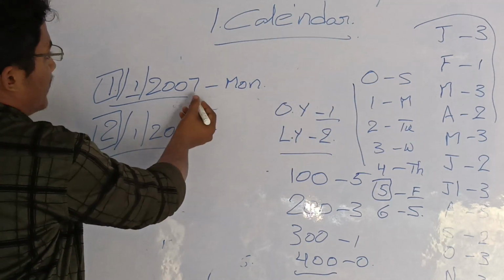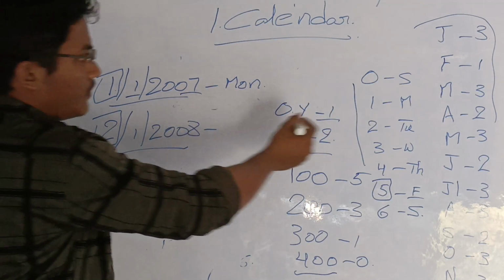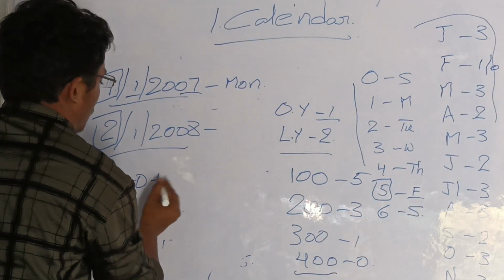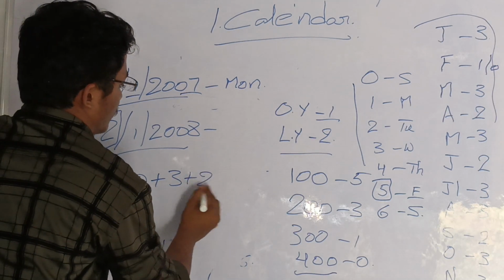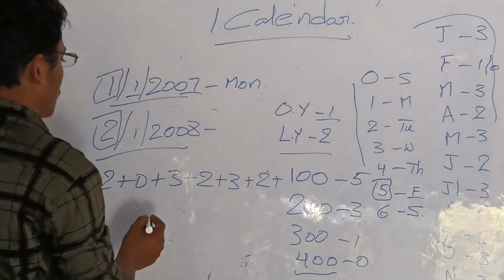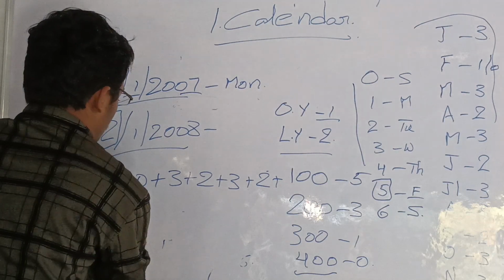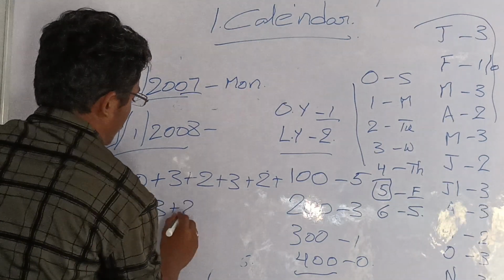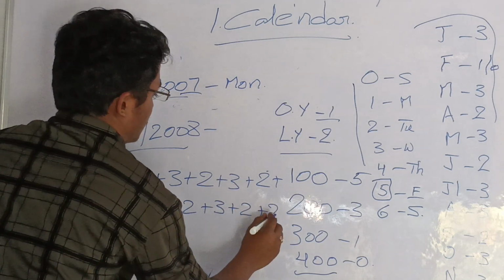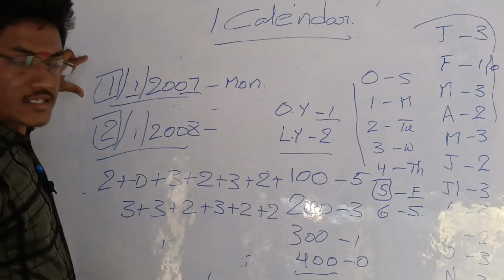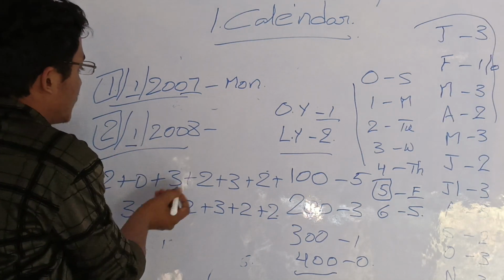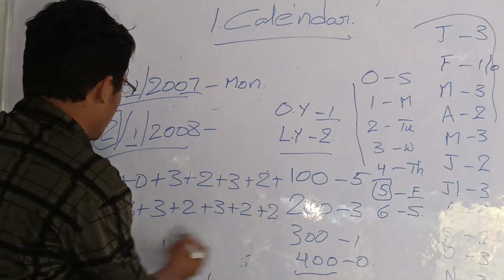February, as it is an ordinary year, 2007 is not a leap year. So there will be 0 odd days. 0 plus March 3, April 2, May, June, July, August, September, October, November, December. From 2007 January 1st to 2008 January, it is not yet completed. So we need to consider the month before it which is completed. Till December we have to consider it.